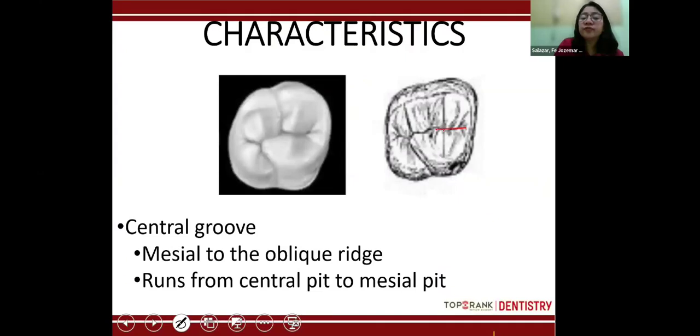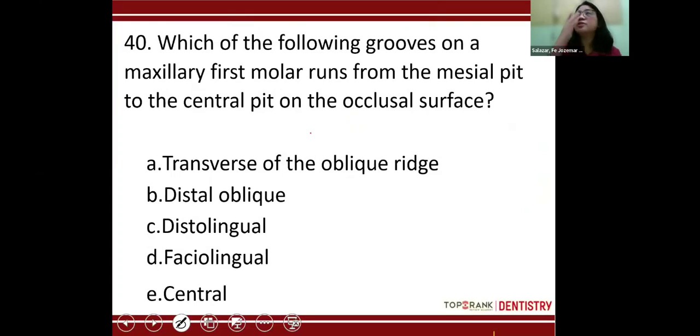Central groove, visual to the oblique ridge, running from the central pit. This is the central pit to the mesial pit. So that's your central groove. Number 40, which of the following grooves on a maxillary first molar runs from mesial pit to the central pit on the occlusal surface? Yes, mesial pit to central pit, that's your central developmental groove.